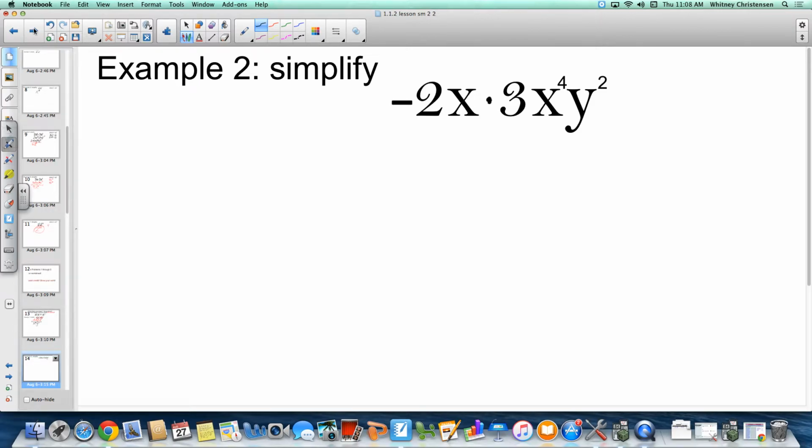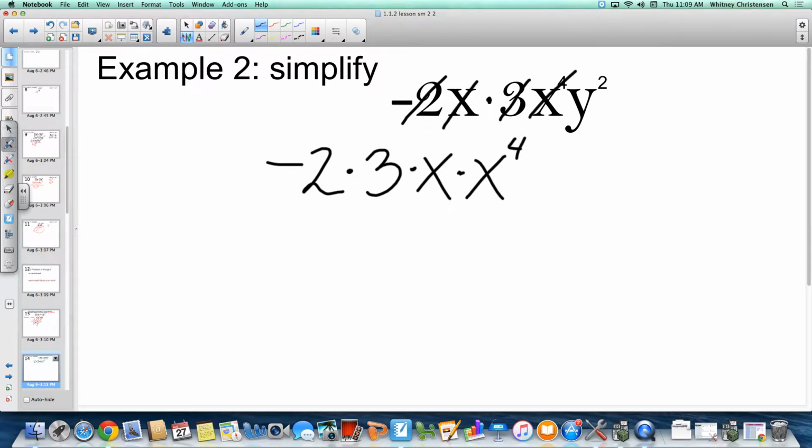Negative 2x times 3x to the fourth, y squared. Now, we know none of these things are connected. It's just a bunch of multiplication. Let's reorder it in a different order. So I'm going to rewrite it as negative 2 times 3. I'm going to cross them out as I go. Then I have x's, so times x to the fourth. Just took care of those two guys. And then I have times y squared. Questions?